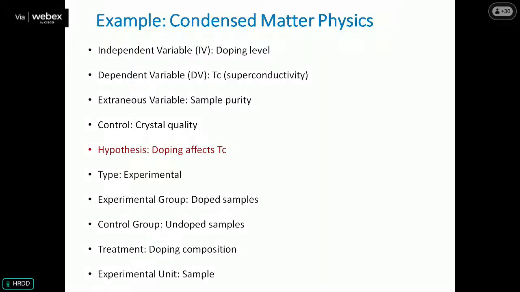You are measuring the TC, the conducting property, the dependent variable. You are measuring the TC and the doping level, the treatment you are giving, and the control group. That is, the experimental group is the doped samples, and you compare with the control group, the undoped sample, and you say whether it has increased or decreased, and establish a relationship. Whether the superconductivity will increase or decrease with doping of a specific material.